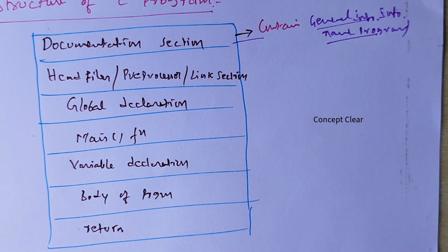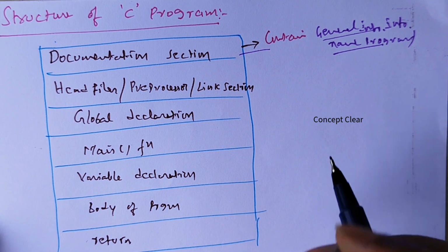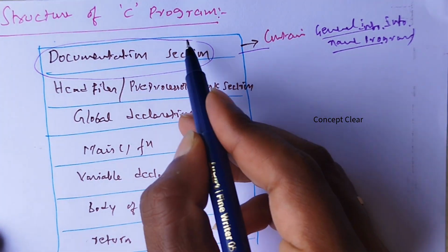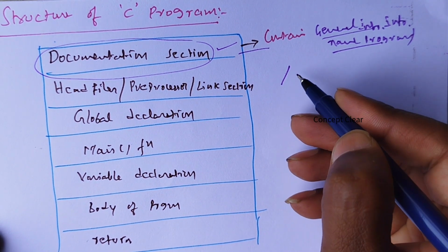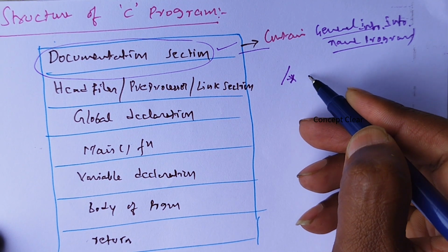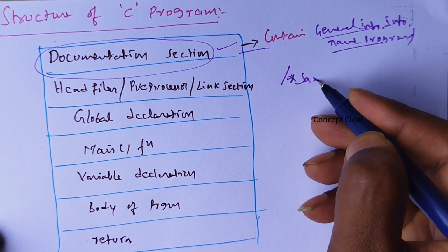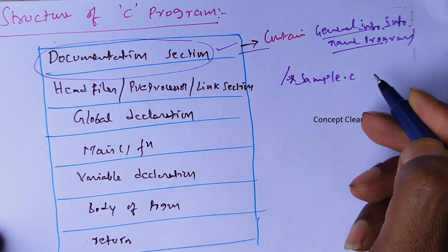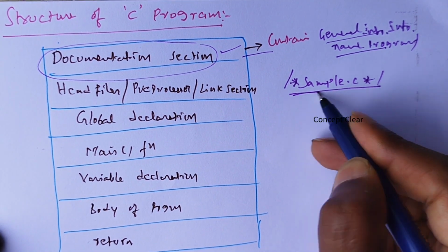It will be like a comment section. Suppose you open the program after a long time; by seeing this documentation section we can know what the program is, what type of program it is, and what output we will get. That is called the documentation section. Here we write the documentation like this: star, then the program name, for example sample.c, and after that star and colon. This is the documentation section.